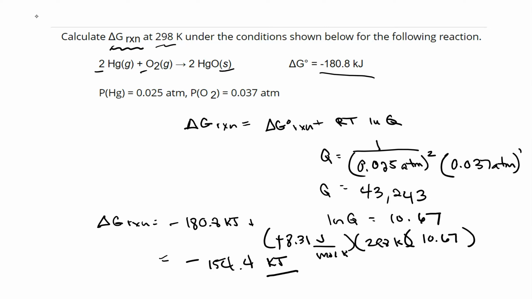Just a little correction. You can see in this particular case, delta G actually increased, became less negative. Therefore, if you were to be asked, does the set of conditions make the reaction more or less spontaneous than standard conditions, you could say these would be less spontaneous than standard conditions.